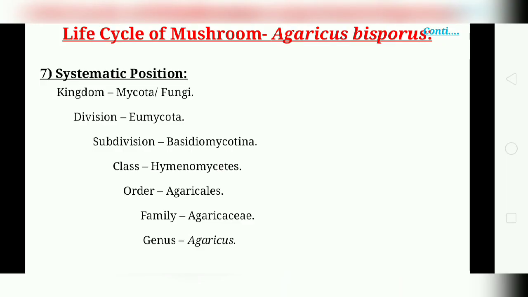Now the systematic position of Agaricus. The kingdom is, as usual, Mycota of the fungi, the division is Eumycota, the subdivision is Basidiomycotina, the class is Hymenomycetes, the order is Agaricales, the family Agaricaceae, and the genus is Agaricus. In the exam, the total life cycle of Agaricus may come. So you have to start with the habit until the systematic position. Thank you very much.